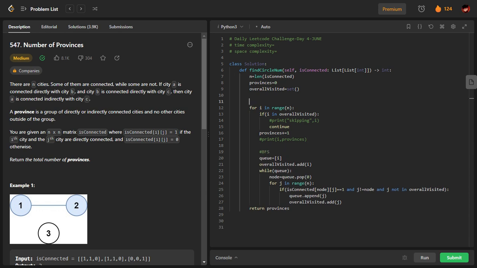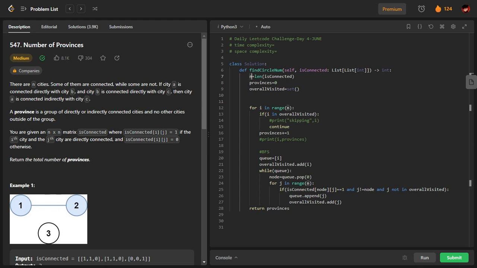Yeah. So I think the question should be clear to you. We have to find the number of provinces. What is a province? It's a group of directly or indirectly connected nodes. Okay. So the idea here is I will go through each and every node. If it is not already visited, I will visit it and start a BFS from that node. If it is already visited by some other node or it's part of the traversal of some other node, then I will not visit it again. Okay. So I think after I go through the code, you will get better clarity on it.